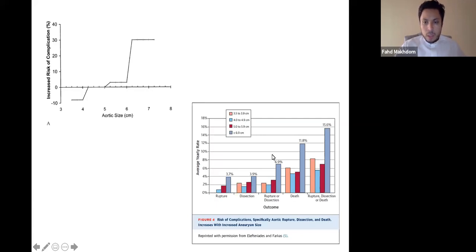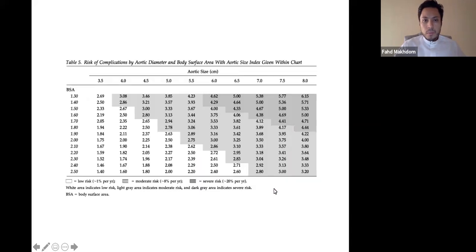On the bottom right side also, the graph shows the rate of complication related to the size of the aorta. And again, as you see, 6 or more always has a higher complication rate. This is the same here.